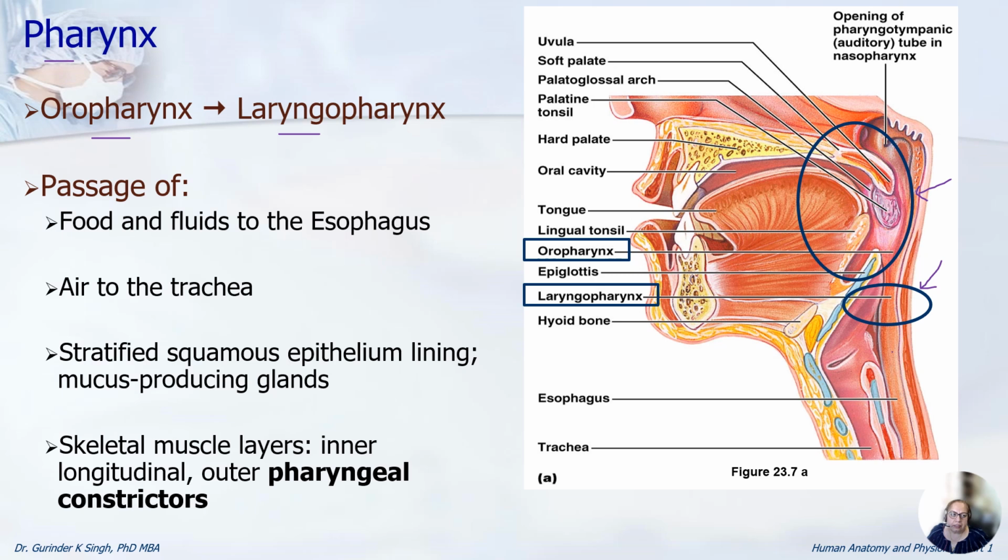Okay, this region is also made up of stratified squamous epithelium lining and does have a lot of goblet cells, which will produce the mucin or mucus. The pharynx also contains certain skeletal muscles which help it to constrict. We call those the pharyngeal constrictors. They are present in the inner as well as the outer layers of the muscles.